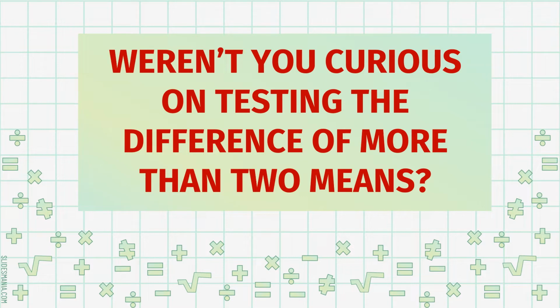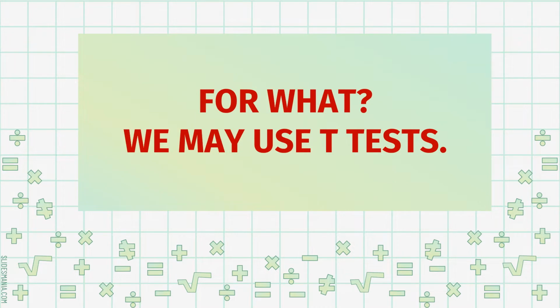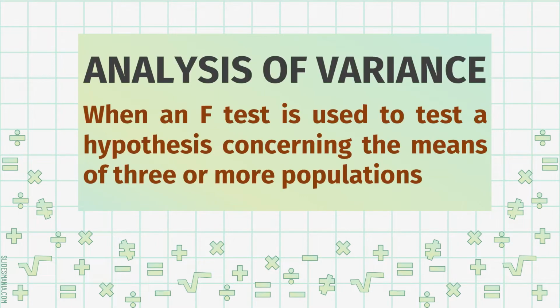Weren't you curious about testing the difference of more than two means, since in Chapter 9, we have already discussed testing the difference between two means? So what if there are more than two means? Let's say there are three means or more. Others may say, for what? We may use the t-test just like in Chapter 9 since it is still applicable. But wait! This is the reason why there is analysis of variance.